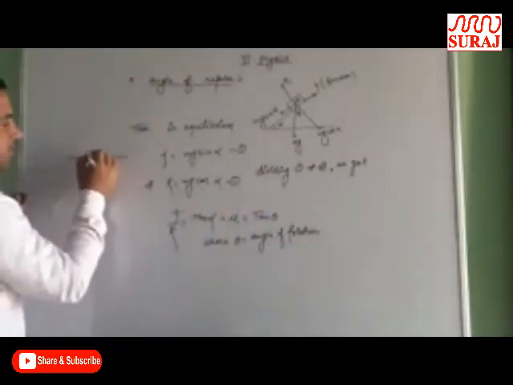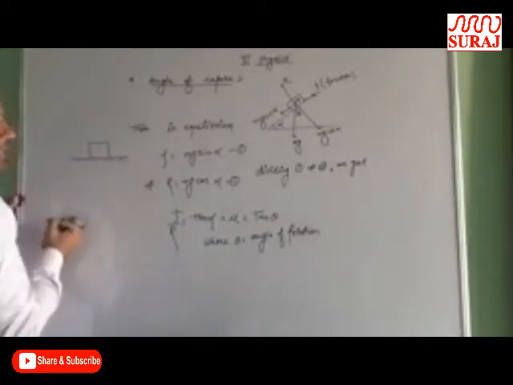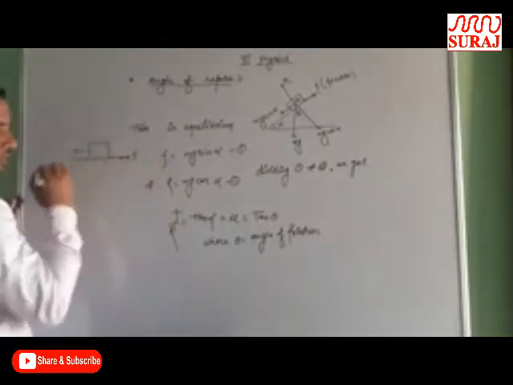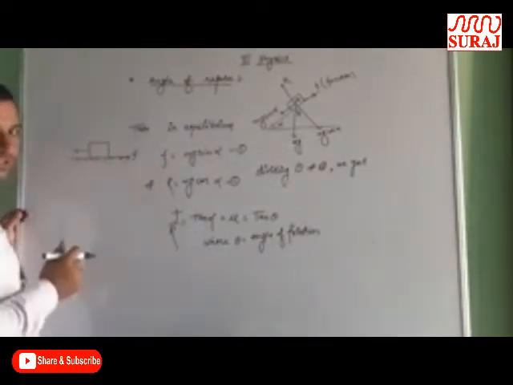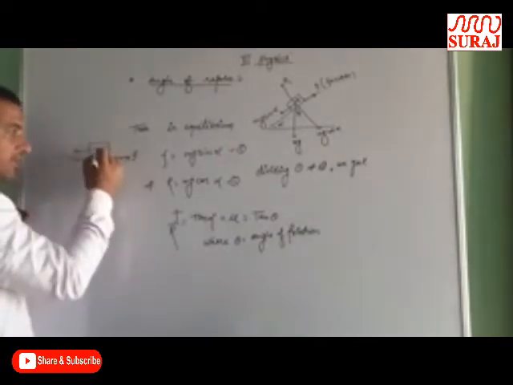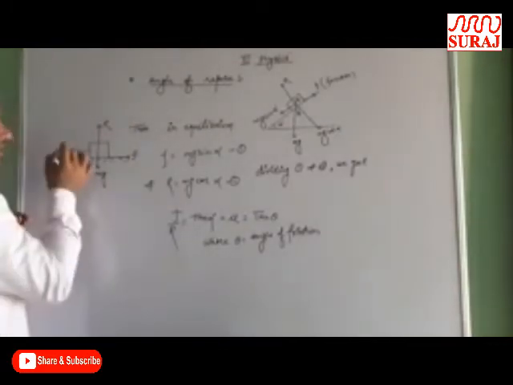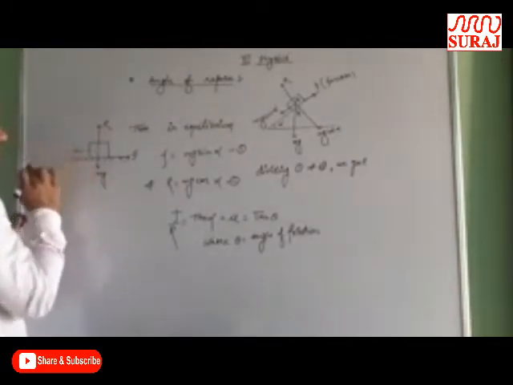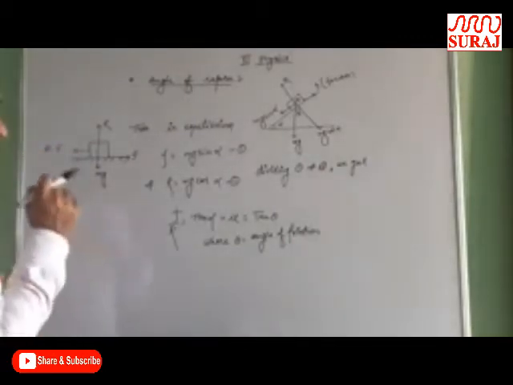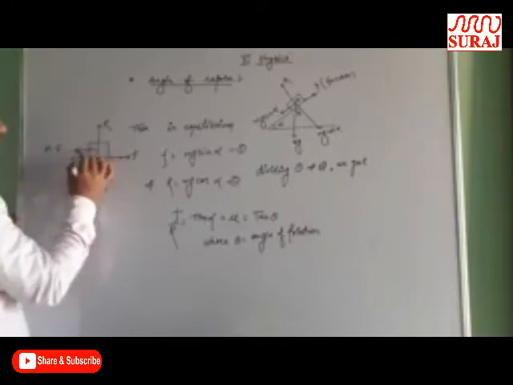If a body moves on the surface of other body, then if this is the applied force, then this is the force of friction opposite to the applied force. नीचे की तरफ vertically downwards weight of the body mg, ऊपर की तरफ that is normal to the surface, normal reaction, and this is applied force.